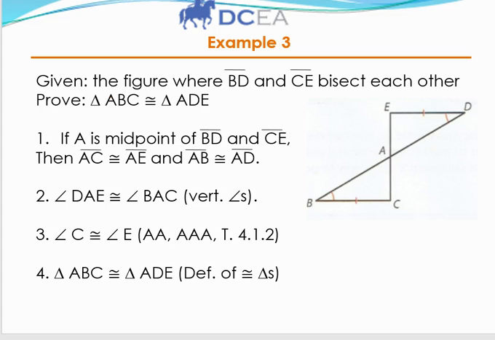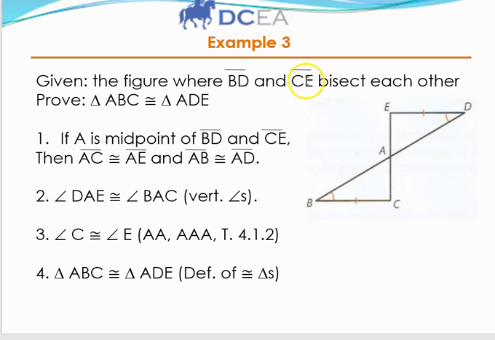Example 3. This figure to the right, you will see a lot when we're talking about triangles and triangle correspondence. Given the figure where BD and CE bisect each other, prove that triangle ABC is congruent to triangle ADE. They have a formal proof in your book, but I'm just going to do an informal proof on this.